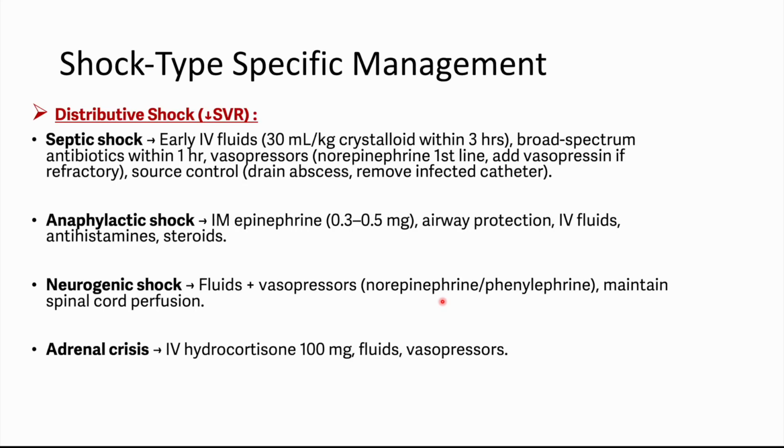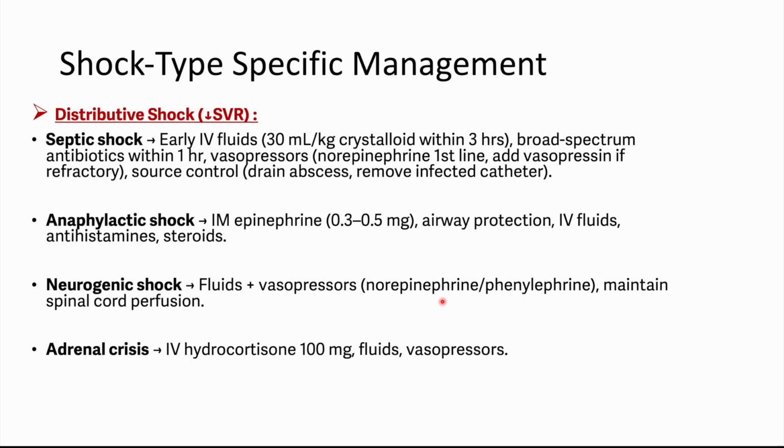So there is shock type specific management. Each shock has its own specific management. For distributive shock, in septic shock, we should start with early IV fluids, like 30 ml per kg crystalloid within 3 hours, then broad spectrum antibiotics and vasopressors like norepinephrine, and source control like draining abscesses and removing infected catheters or dressings.